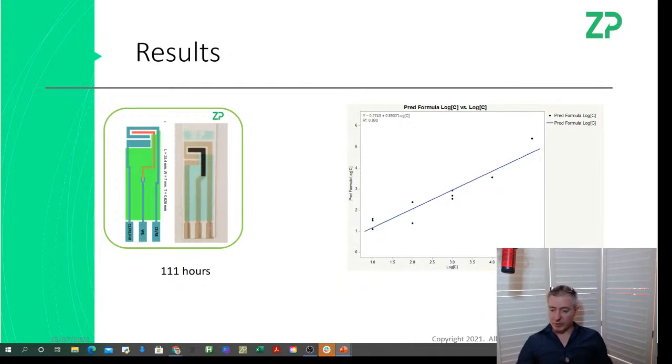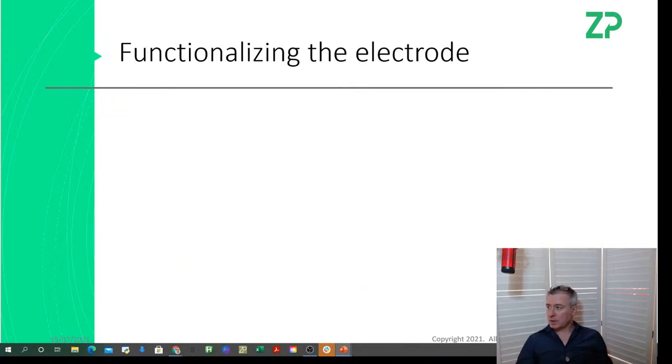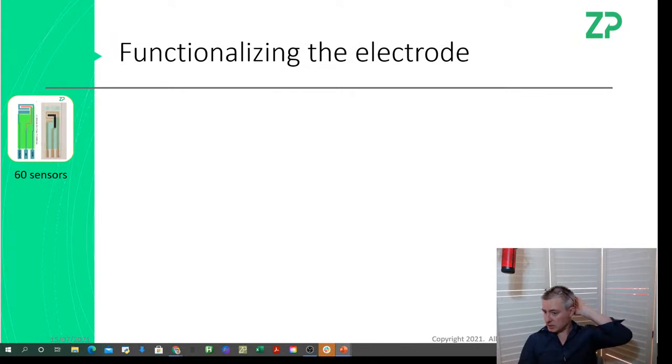Now let me tell you how we do this kind of work. First of all, read the paper, and then we start a workflow where we have 60, I said sensors here, I should say 60 electrodes. So we have quite a large batch of electrodes, and now we do test them. When I say test them, we check them by cyclic voltammetry.